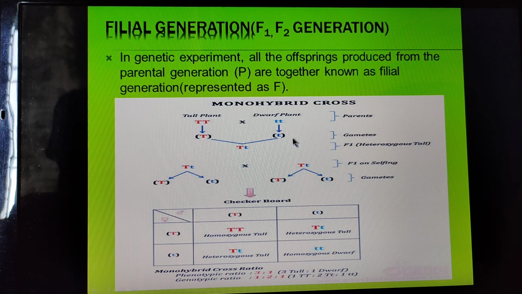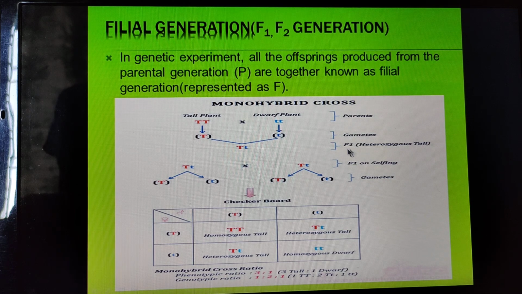Coming to Mendel's monohybrid cross experiment, as I already told you, the parents are the tall pea plant and the dwarf pea plant. Mendel chose a tall pea plant and a dwarf pea plant for his experiment. First, the gametes are separated during fertilization, and after fertilization, the zygote is produced, which expresses hybrid tall.